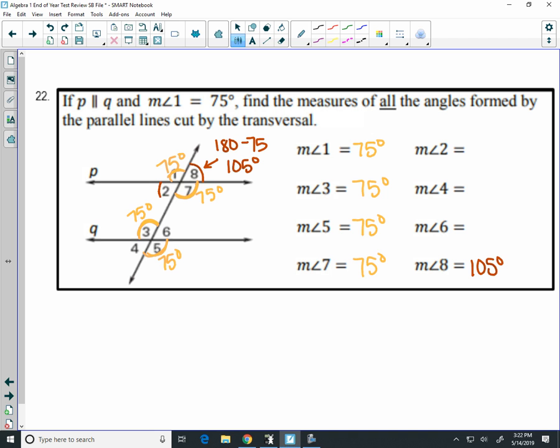So if 8 is 105, 2 is 105. Those are vertical angles. And angle 6 here, 2 and 6 are alternate interior. 6 is 105. And you guessed it, 6 and 4 are vertical angles. So angle 4 is 105. Quick little diagram. If you know one angle value, you can find all the rest. I love those. They're like a little puzzle.